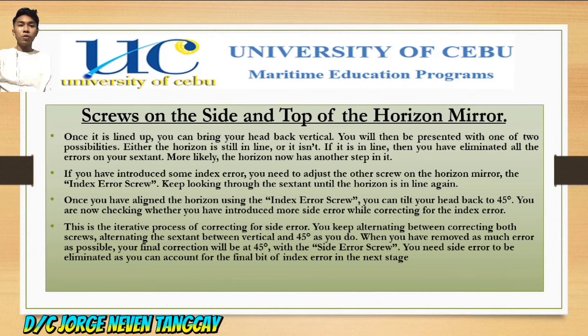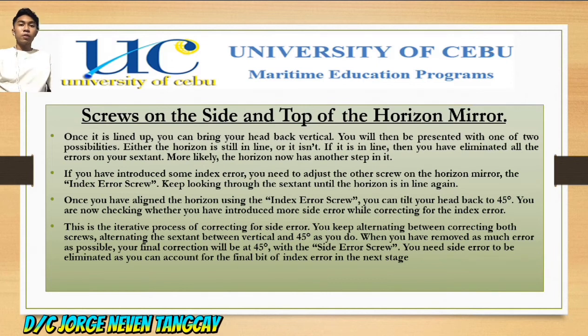If it's in line, you have removed all sextant errors. More than likely, the horizon has moved. If you've made an index error, you'll need to adjust the index error screw in the horizon mirror. Continue to stare through the sextant until the horizon lines up again. After aligning the horizon with the index error screw, tilt your head back to 45 degrees while correcting for the index error. You're now checking to see whether you have caused any additional side errors.